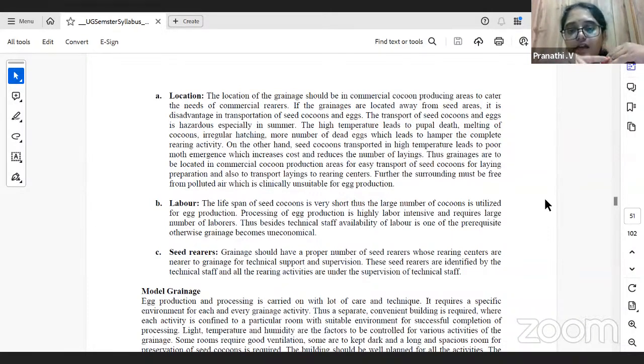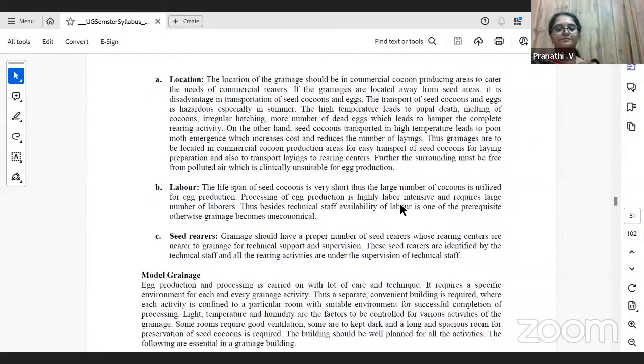Besides this, the technical staff and availability of labor is one prerequisite. Otherwise, even if you have the most suitable drainage area, it is not going to be economical at all. Seed rearers. The drainage should have a proper number of seed rearers where the rearing centers are near to the technical support and supervision. So in case you put it in a village, the labor comes from the nearby areas, and at the same time you have a pollution free environment as such. So it is going to be economically very favorable.